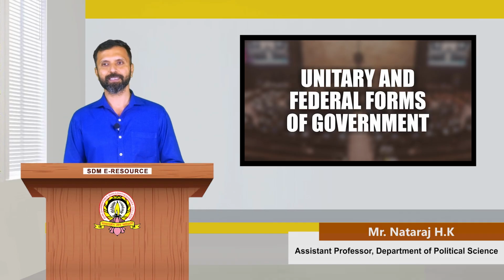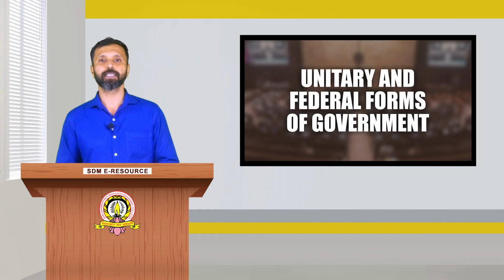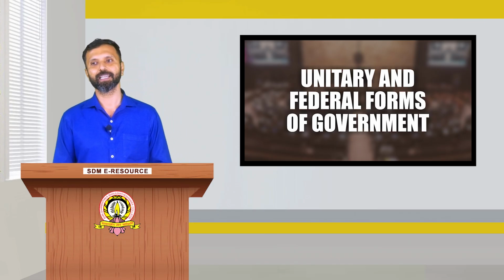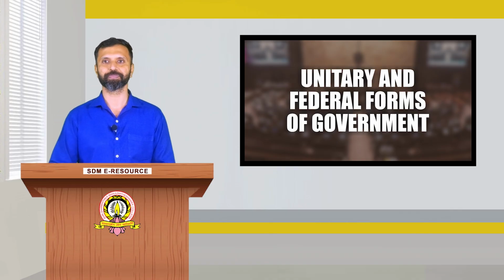In the unitary form of government, the central government is supreme and the administrative divisions exercise only powers that the central government has delegated to them. Examples: England, France, Japan and Sri Lanka are examples of the unitary form of government. The term government is derived from the old French governor, derived from the Latin gubernare, to direct, rule, guide.